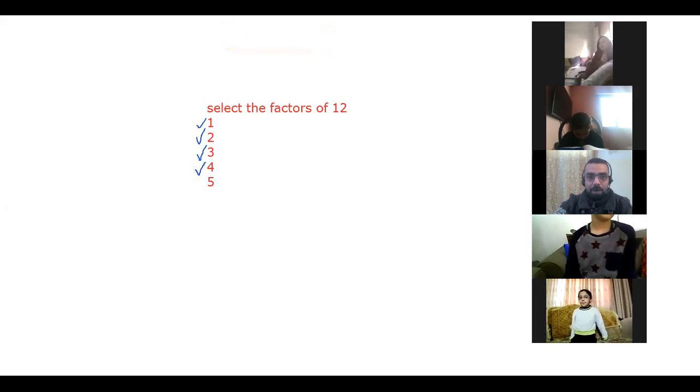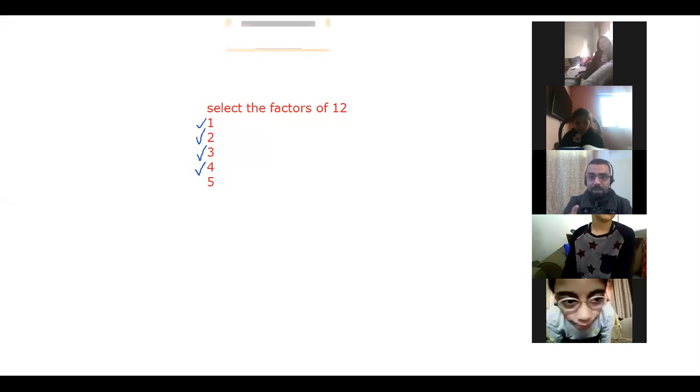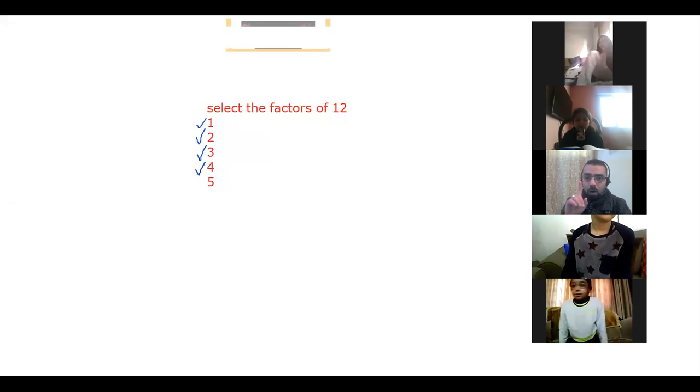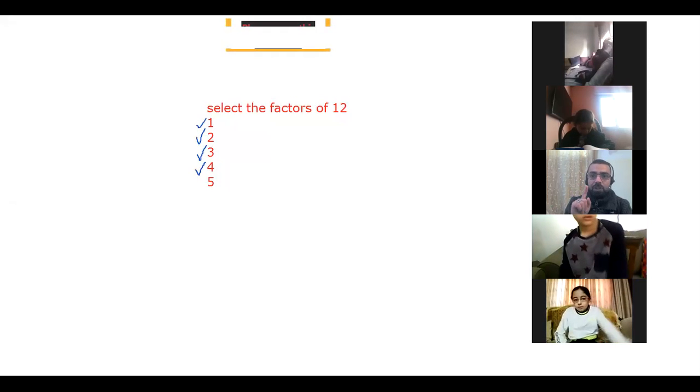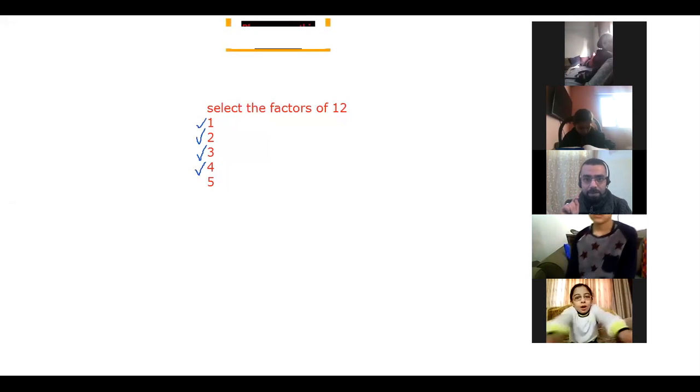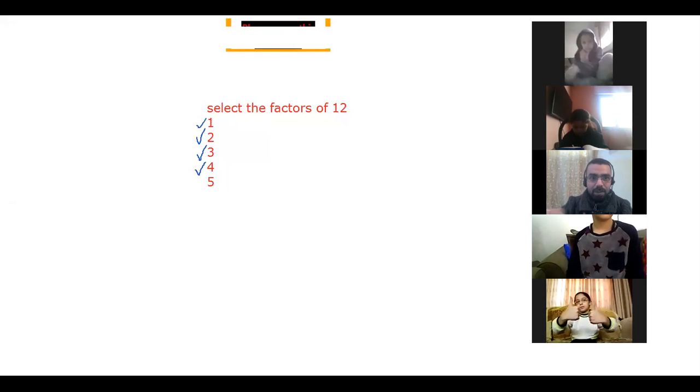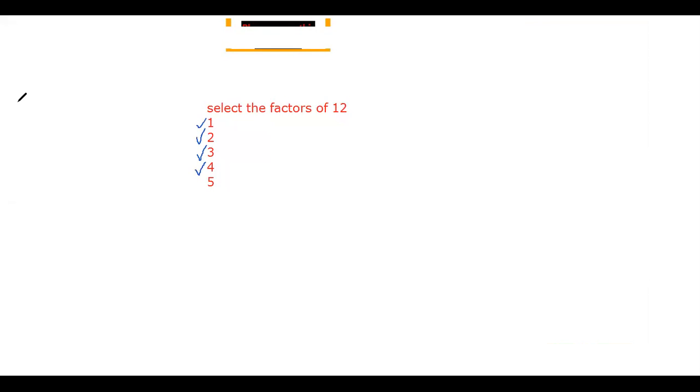Okay. So, do you understand this? When I tell you select all the factors, you select the factors. The number which is not a factor, you don't select it, okay? Okay, everyone? Okay. Now, after the factors, we have prime and composite numbers. So the question will be something like that.